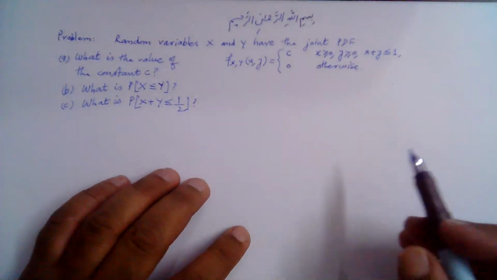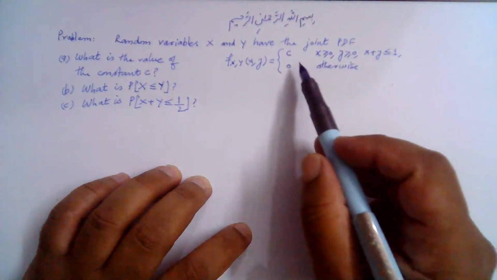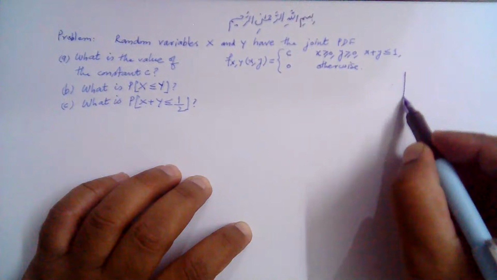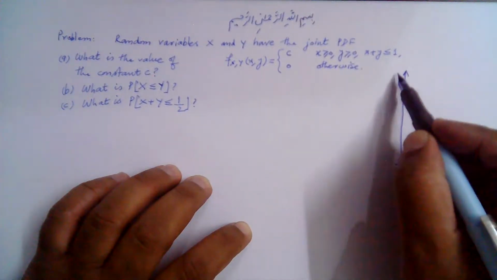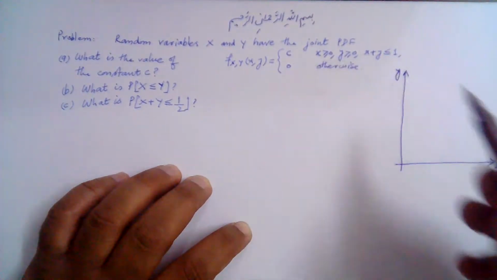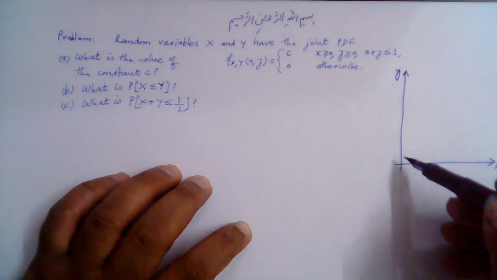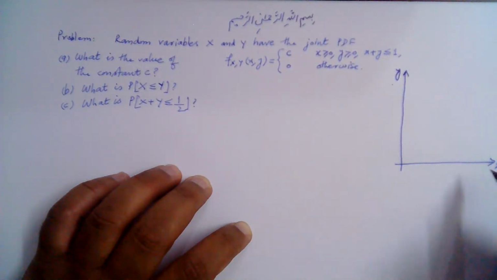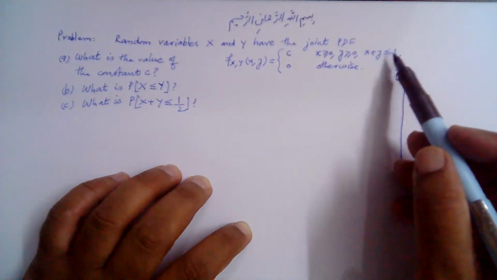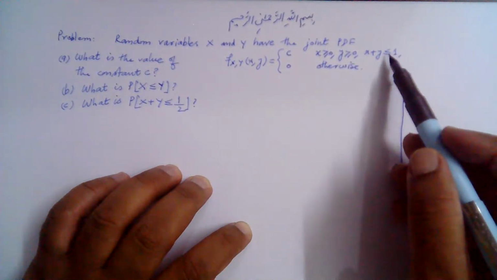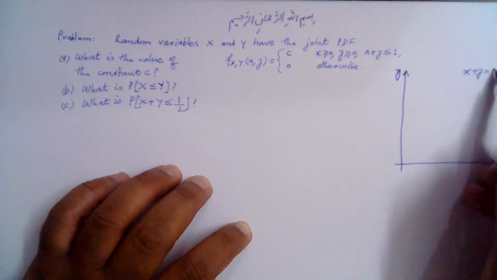So before we begin to solve this problem, let us plot this region of non-zero probability. So here we have, this is the x-axis and this is the y-axis, and x greater than 0 means we are on the right side of this y-axis, and y greater than 0 means we are above the x-axis. So this is the first quadrant, right? Then x plus y is less than or equal to 1. So for this, we need to first plot the line x plus y is equal to 1.